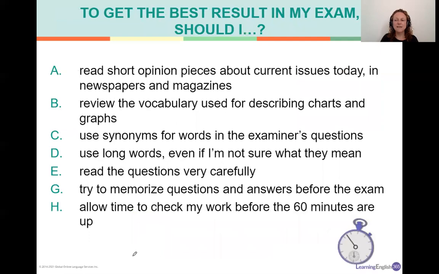So what kinds of things can you do to make sure that you get a high score? You've got some suggestions on the screen. Which ones of these do you think are sensible, and which of these do you think are not very reasonable or practical suggestions?